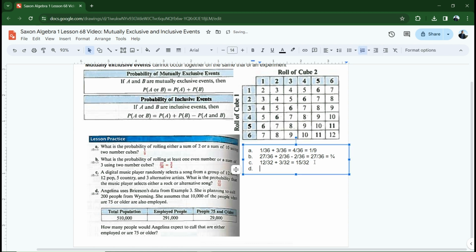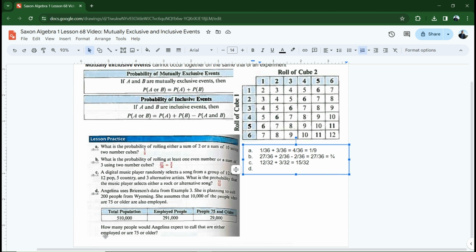All right, now this one is the big cheese of all of these problems, the hardest one to work, and we really need to think about this one. But you're going to have to be able to work problems like this, so buckle up. We have to figure this one out. Angelina uses Bryson's data from example 3, okay?